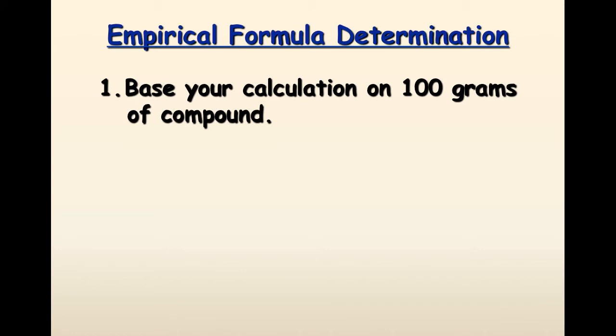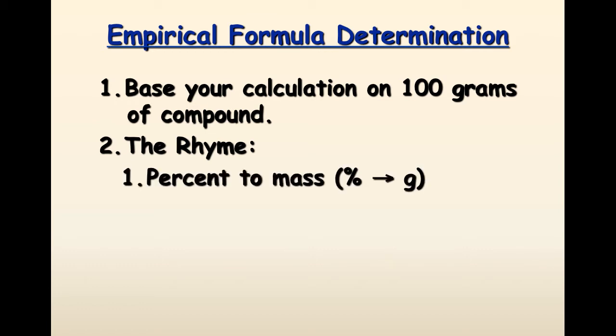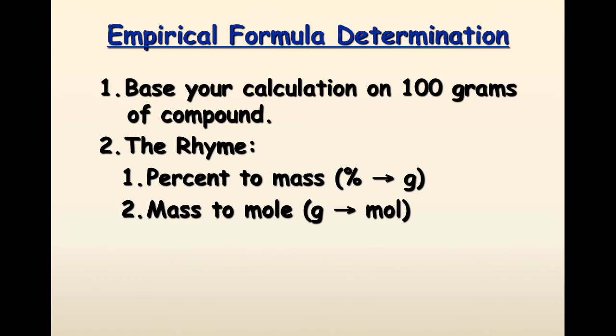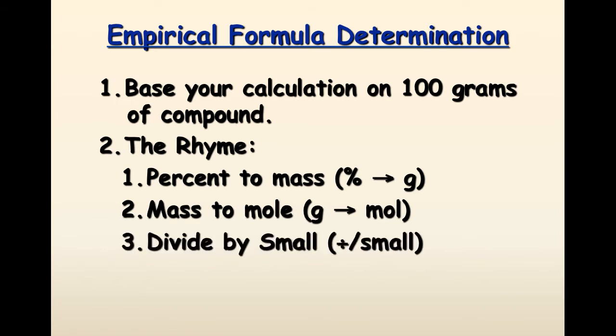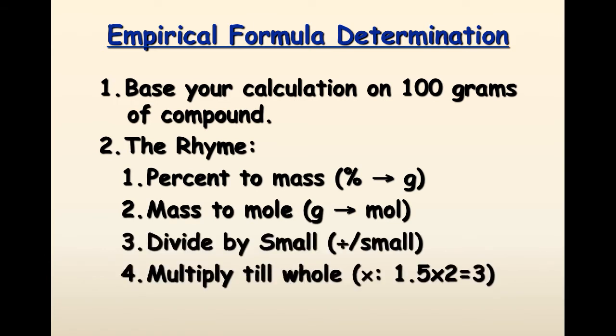So how do we determine our empirical formula? We're going to always assume we have a 100-gram sample of our compound. With this assumption, it makes life so much easier. Then we do the rhyme. This will probably help most of you solve these problems, and if you just memorize the rhyme, it makes life so much easier. So we're going to do percent to mass, mass to mole, divide by small, multiply till whole.